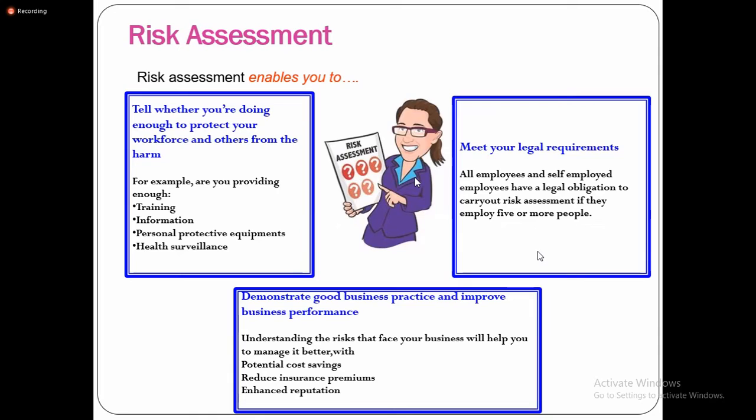Another part is to reduce the insurance premium. You can reduce the insurance premium as well. How? When you carry out the risk assessment, you know exactly what sort of controls are needed, then there will not be many accidents happening. Minimal accidents. Then the insurance claims will be very low, right? For example, other things like fire risk assessment.